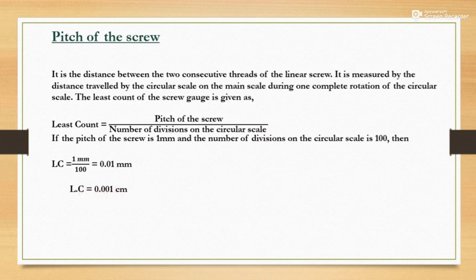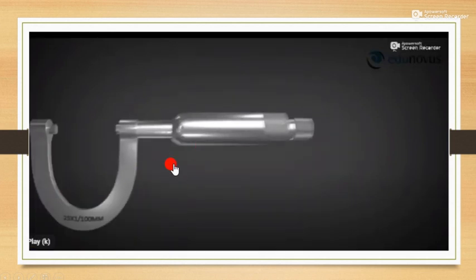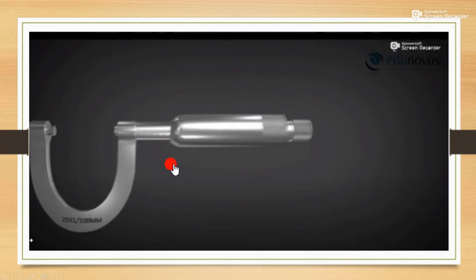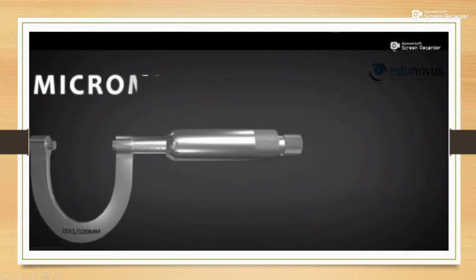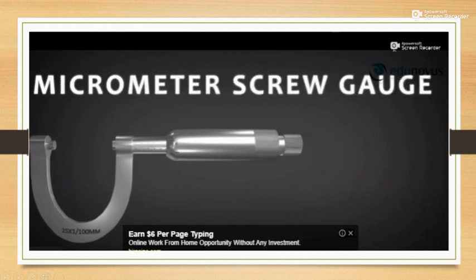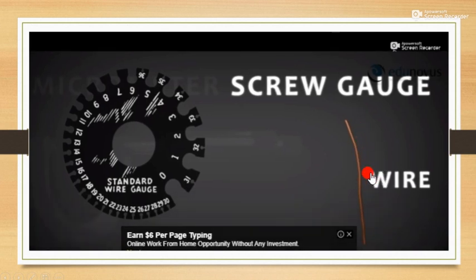Okay, now how to use the micrometer screw gauge to measure objects? Let's start. You can see here a picture of the screw gauge. This is the micrometer screw gauge, which we use to measure objects. This is a wire. If you want to find the diameter of this wire, you can use it with a standard wire gauge. Okay, this is the wire, and we will find its diameter.